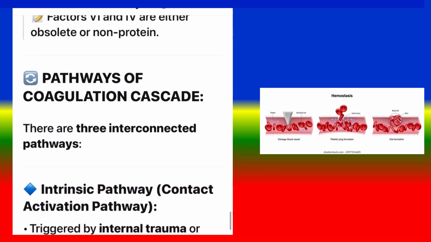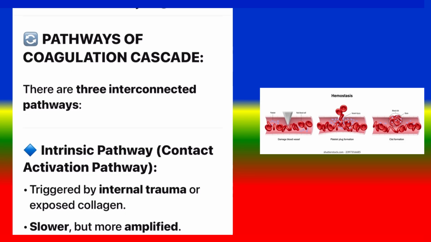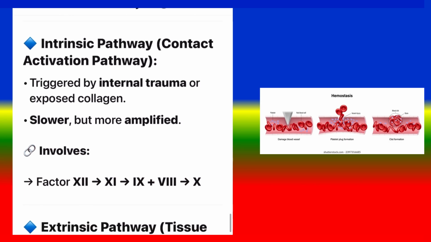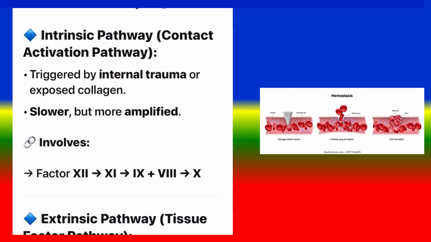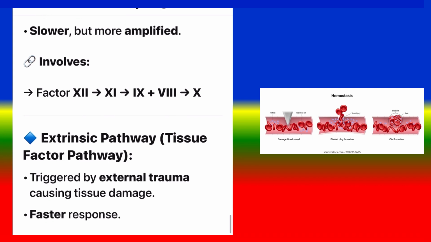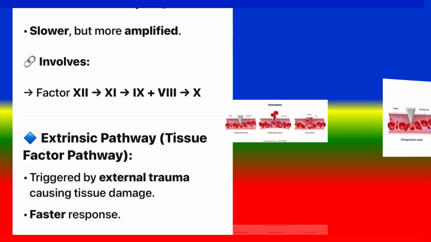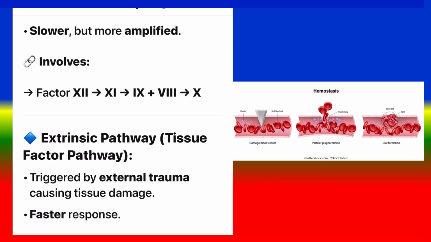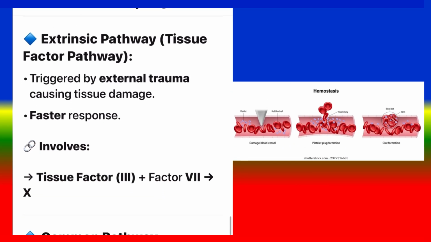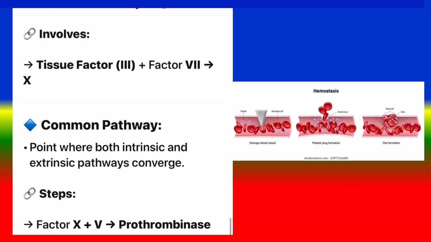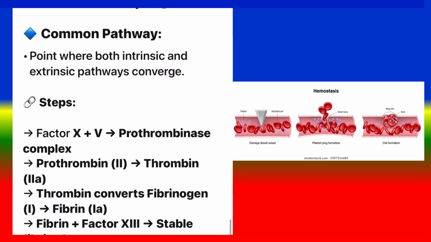Pathways of coagulation cascade: there are 3 interconnected pathways. Intrinsic pathway, contact activation pathway, triggered by internal trauma or exposed collagen. Slower, but more amplified. Involves factors XII, XI, IX, VIII, X. Extrinsic pathway, tissue factor pathway, triggered by external trauma causing tissue damage. Faster response. Involves tissue factor III and factor VII. Common pathway: the point where both intrinsic and extrinsic pathways converge.